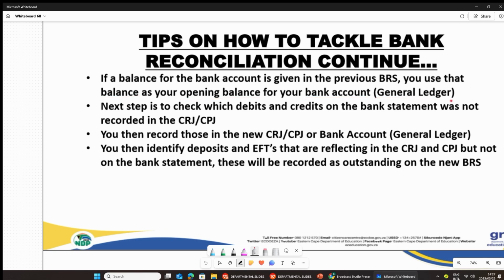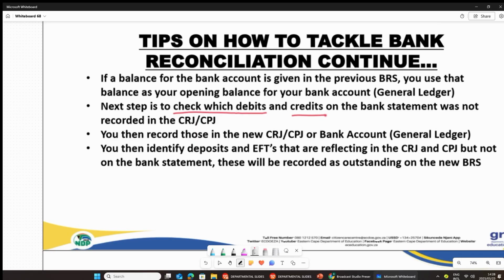So basically, last month you had a closing balance. That closing balance of the previous month becomes your opening balance of the new month. The next step is to check which debits and credits on the bank statement were not recorded in the CRJ or the CPJ. You then record those.